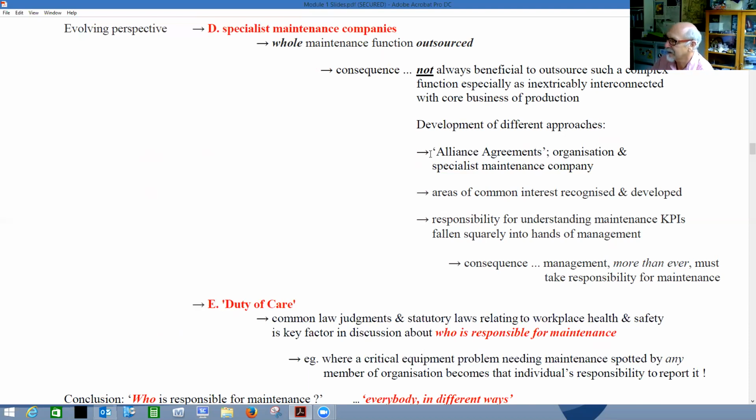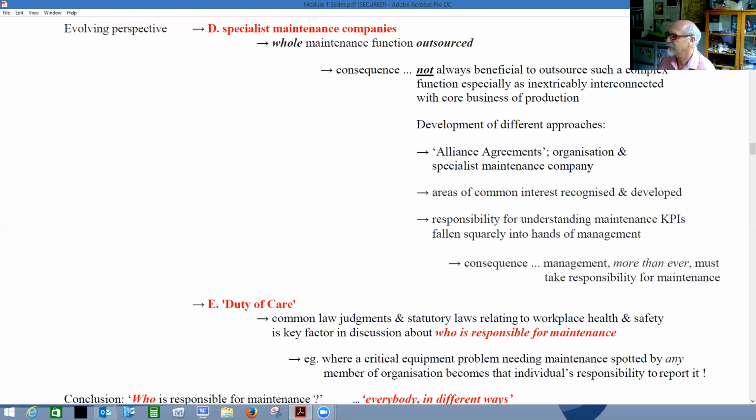The responsibility for understanding those maintenance KPIs falls squarely in the hands of management, though, because ultimately they've got to make sure that things keep operating and production keeps going. So the consequence is that now management, more than ever, must take responsibility for maintenance.